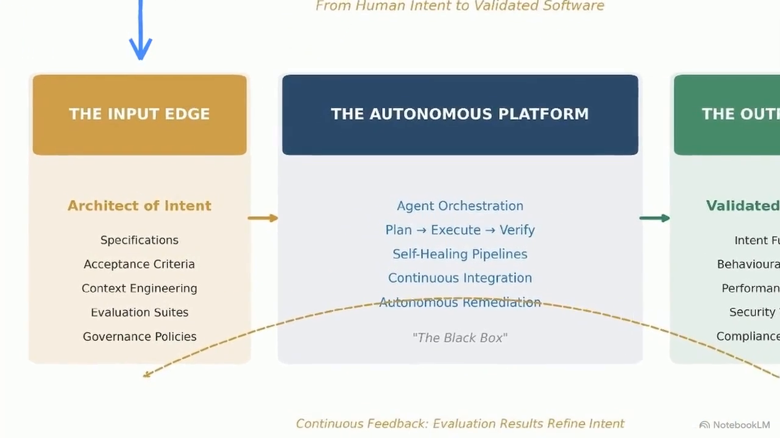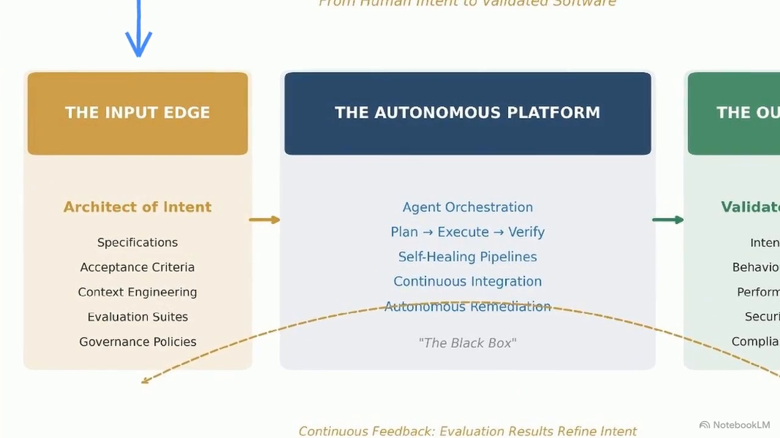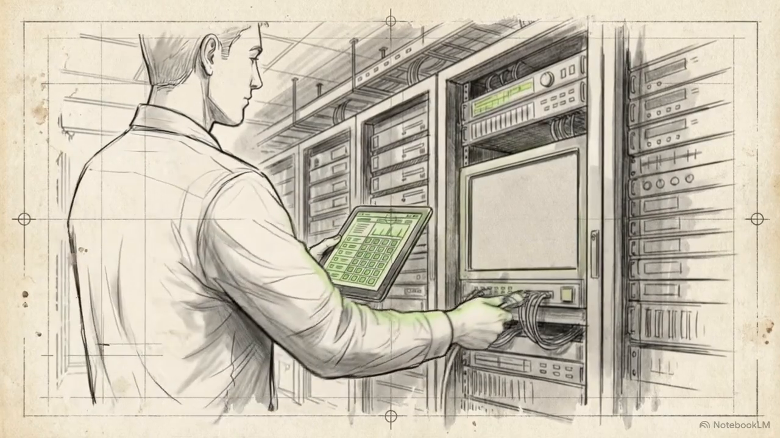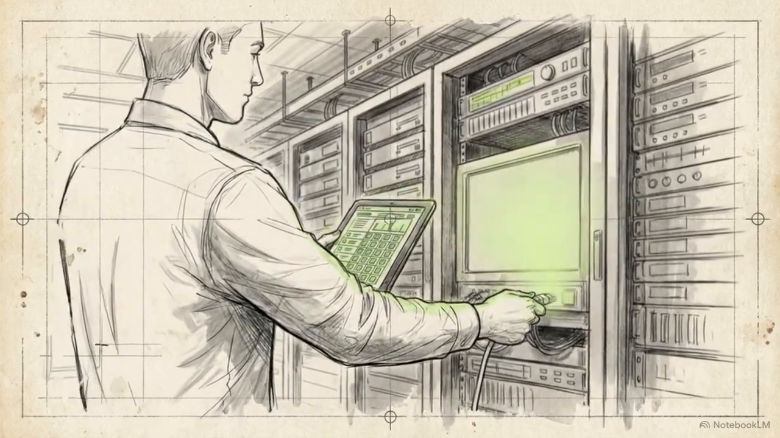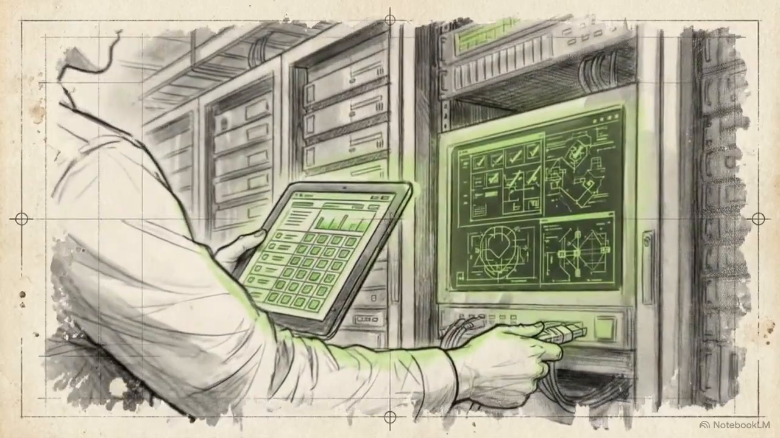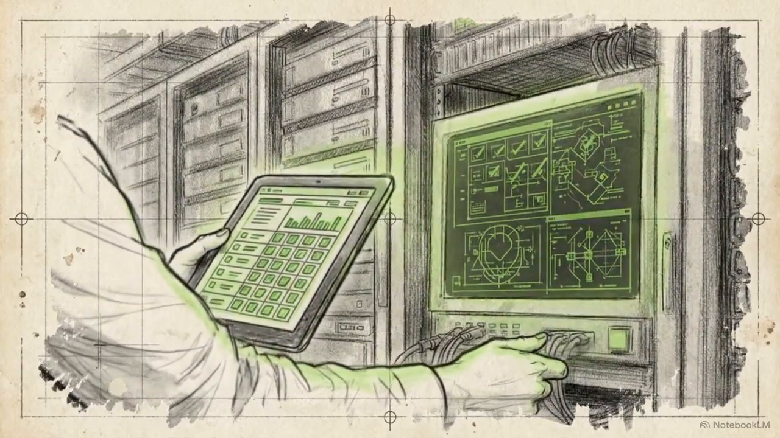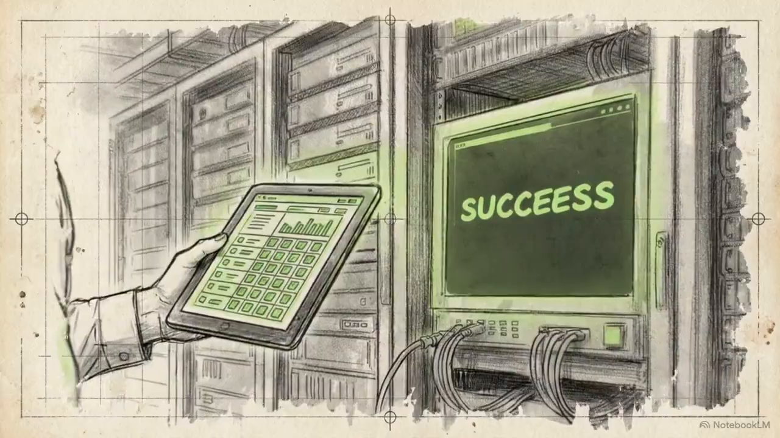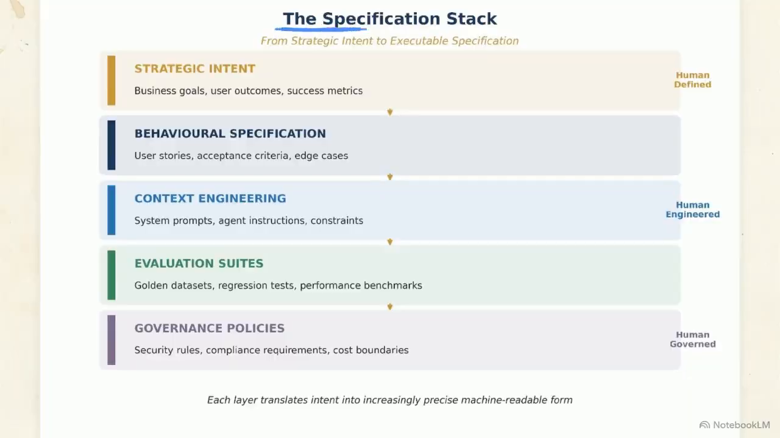Look at the left side, the input edge. This is where human control is established before any code is generated. Informal, conversational prompting often fails completely in complex enterprise environments. Agents require rigid mathematical constraints to succeed, not just open-ended suggestions. To provide constraints, the specification stack translates human intent into machine instructions.